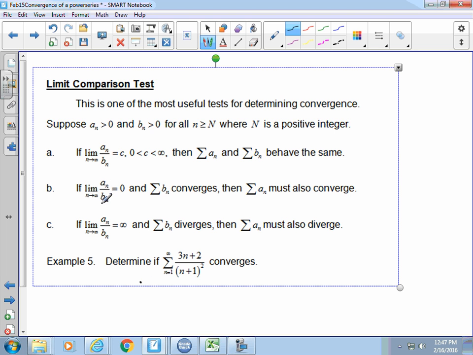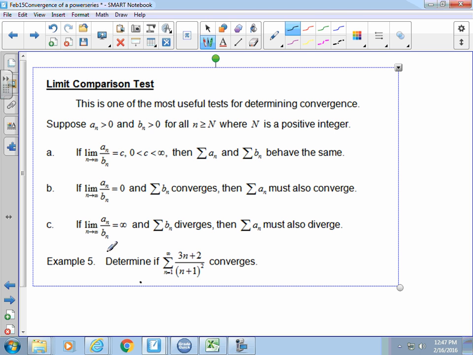If the limit is 0 and the bottom one converges, then the top one must also converge. Because, again, if this limit is 0, that's saying the bottom one was bigger. And if the bottom one's bigger and it converges, then the smaller one should also converge.